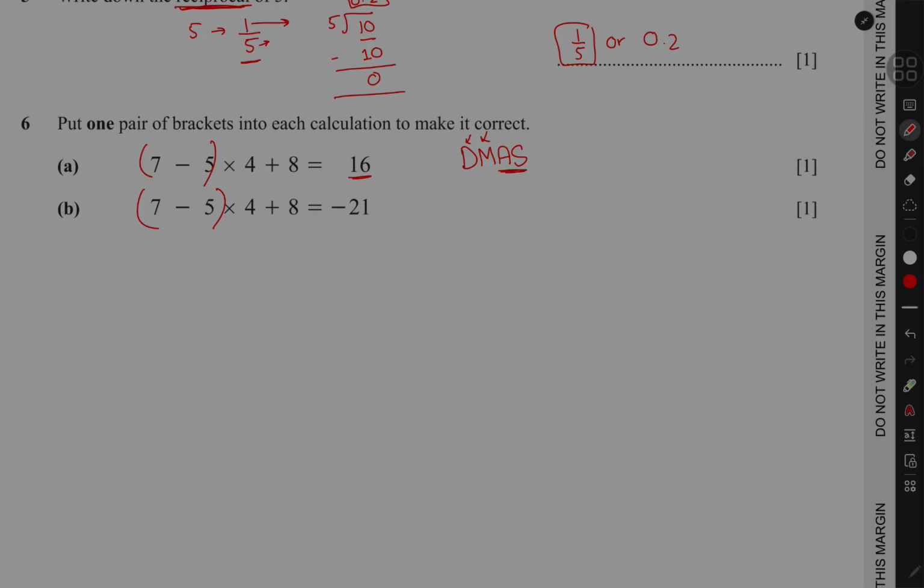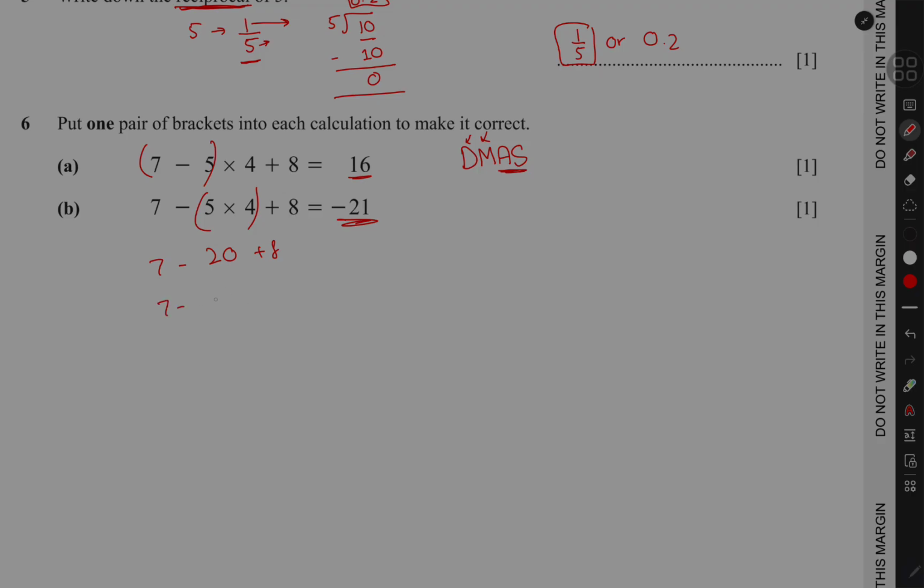Okay, now I have to make it negative 21. Ooh, okay. So this would be 7 minus 5, 2 multiplied by 4 plus 8. 2 4s are 8 plus 8, that would be 16. So that's not the right answer, negative 21. Now let's just do something else. 5 times 4. Okay, 7 minus 5 times 4 is 20 plus 8.